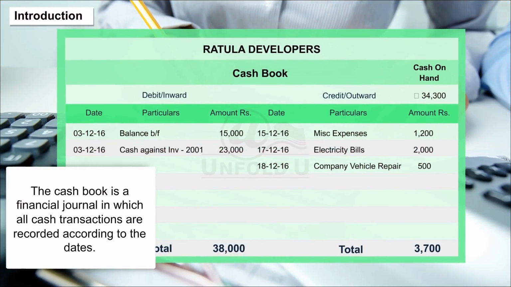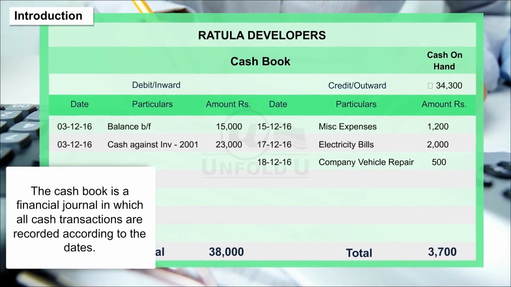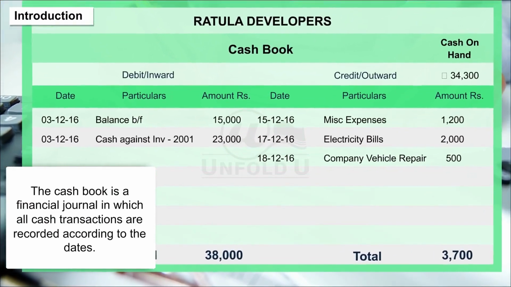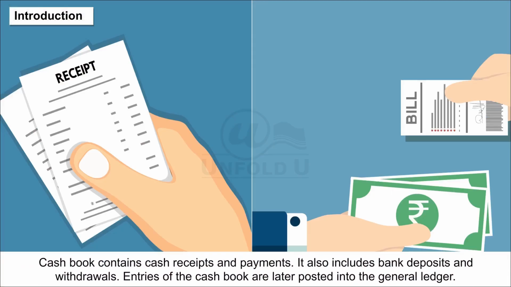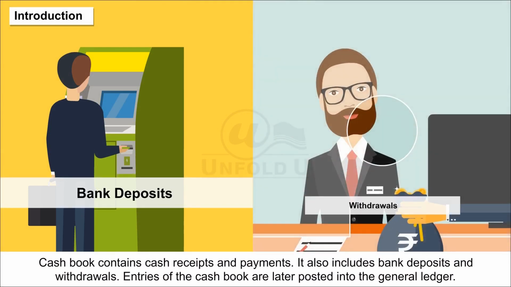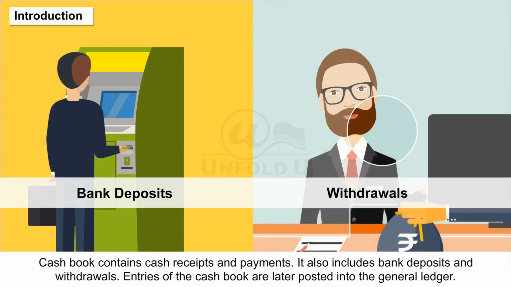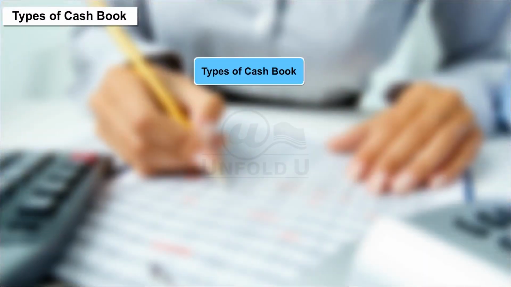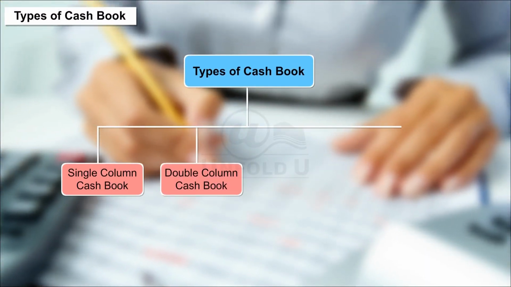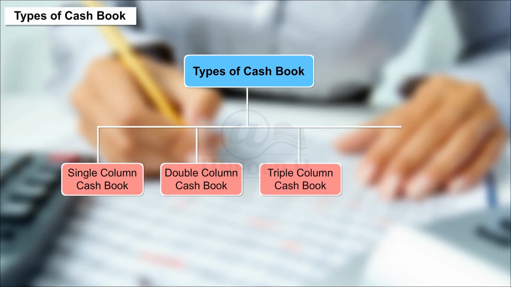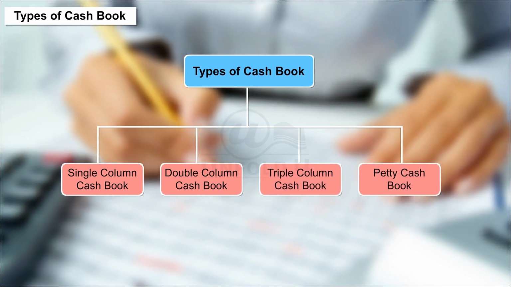Introduction. The cash book is a financial journal in which all cash transactions are recorded according to the dates. Cash book contains cash receipts and payments. It also includes bank deposits and withdrawals. Entries of the cash book are later posted into the general ledger. Types of cash book: single column cash book, double column cash book, triple column cash book, petty cash book.